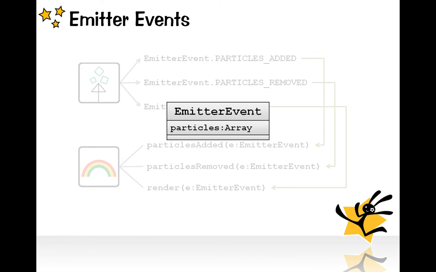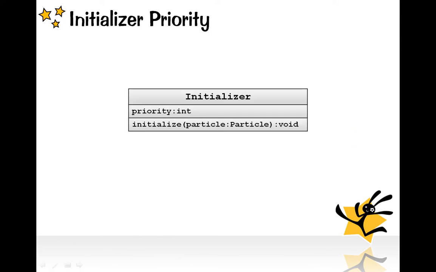And how does the renderer know which particle objects are involved in this event? It is the particles property defined in the emitter event. It's an array, a reference to an array of particles associated with a single event.